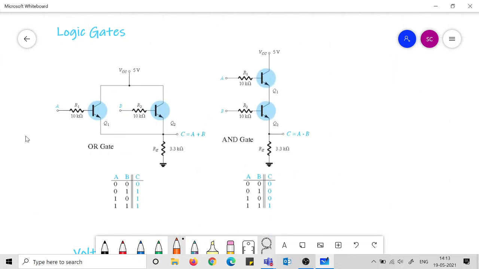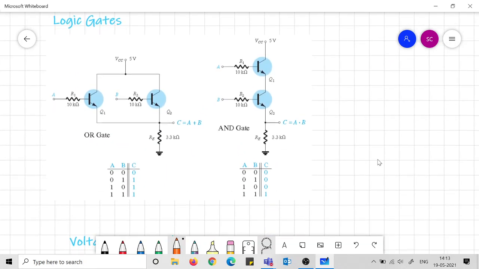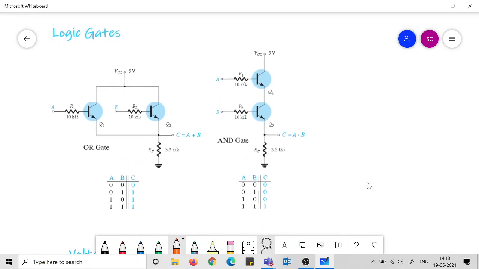The next application is very important. This is the logic gates. Now what do we mean by logic gates? You may not have any idea right now. Let us look at the circuit and then we will come to that point where we can say something about it. So in this circuit, which is named as OR gate, what happens? Try to understand that first.